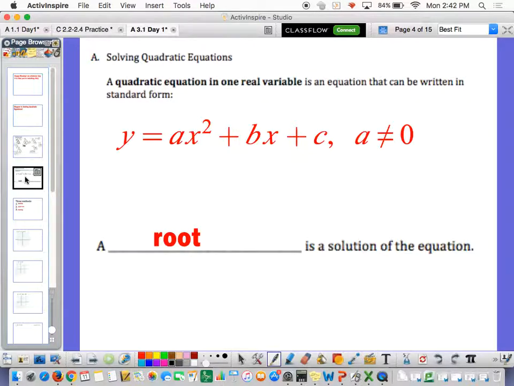And so we call a root to be a solution. So a root and a solution are kind of synonyms of each other. So if I ask for a root, I mean a solution. If I ask for a solution, I mean a root. There's also a third word that we could use, and it's called a zero. Okay, and we'll talk about that as it comes along.